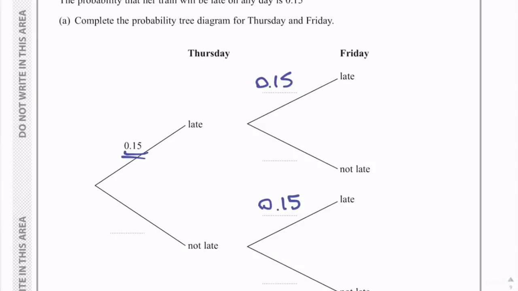So 0.15. Now these two branches of the tree have to add up to 100 or add up to 1 when we're looking at a decimal. But again, I always like to think of these as percentages. That's 15% there, 0.15. And then the probability she's not late will be 85%, which is 0.85. So we can fill those again in all these trees, 0.85, 0.85. There we go, we've completed the tree.